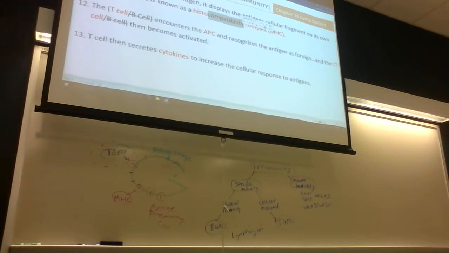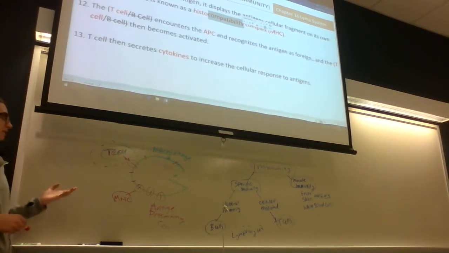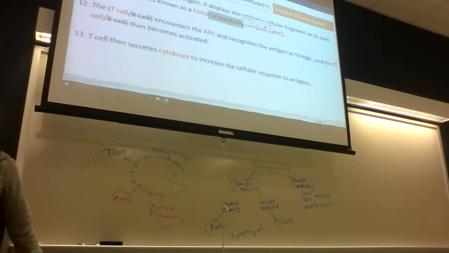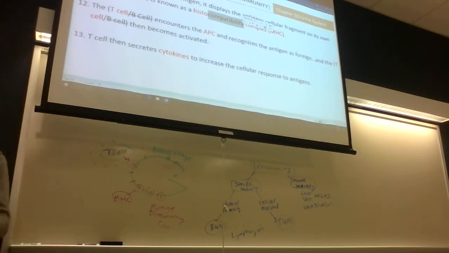Number 12, you're just going to circle them and cross out the other one. We're going to be talking about T cells, right? We're talking about cellular mediated. The T cell encounters the antigen presenting cell, right here, and it recognizes the antigen as foreign. And then the T cell becomes activated, so then it can do stuff. So the T cells need antigen presenting cells. The T cells will then secrete cytokines to increase cellular response to the antigen. And like I said, over worksheet number 8, we'll go over this more in depth. Does this kind of make sense?